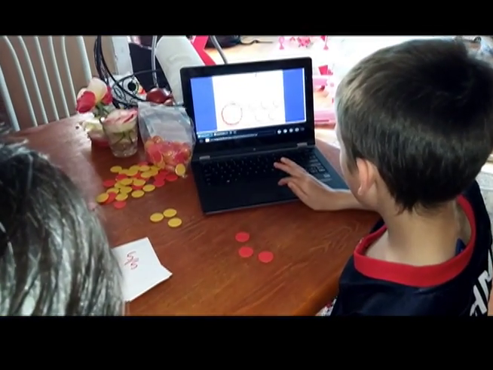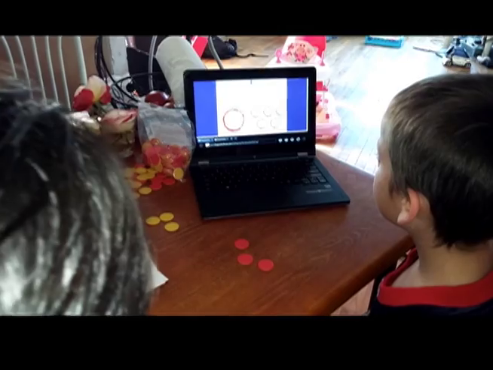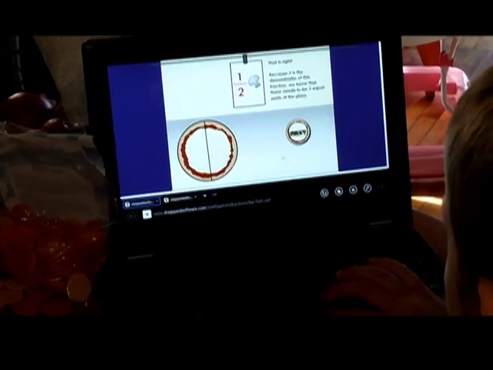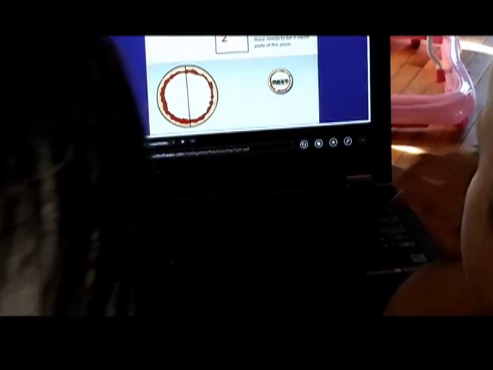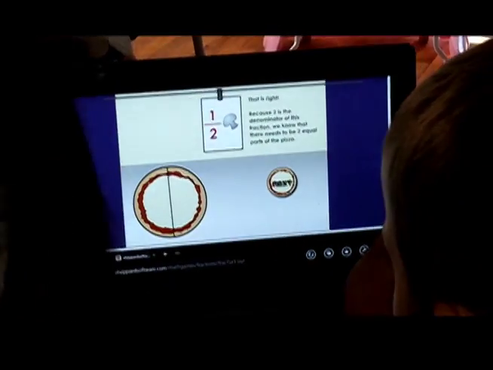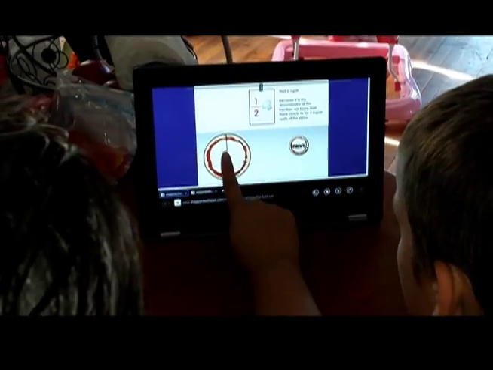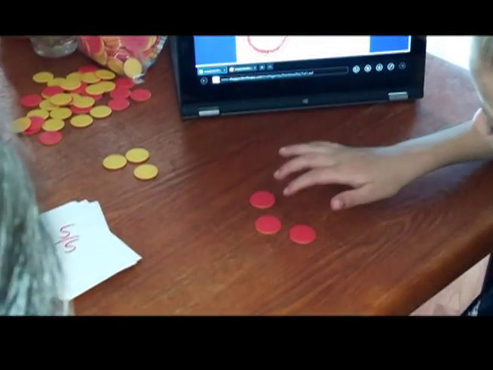The order is 1/2 mushroom. Choose the pizza below that is cut into the correct number of parts. Try again. That is right. Because 2 is the denominator of this fraction, we know that there needs to be 2 equal parts of the pizza. Okay, let's do it like this because I know you weren't clicking on anything and it did that. You can touch it. Look. Okay, we'll stop for a second. Go ahead and let's represent 1/2 with your counters.